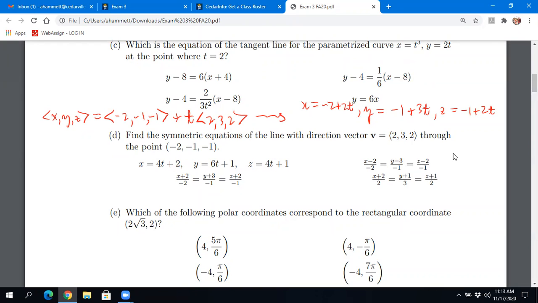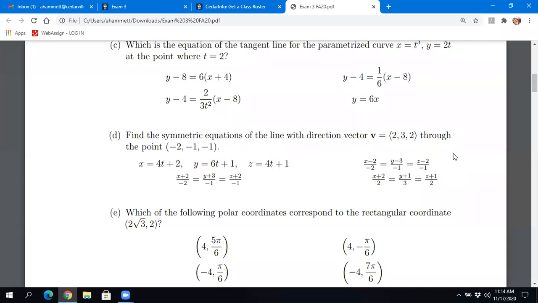So I think that's going to give us this guy right here. Because you're going to add 2 and divide by 2. It's going to be x plus 2 over 2 equals y plus 1 over 3 equals z plus 1 over 2, all of these things equal to t. Okay, so it's this one right here. The other ones were various jumbled versions of that, where you maybe accidentally use the direction vector as the point instead of the point itself, for instance.